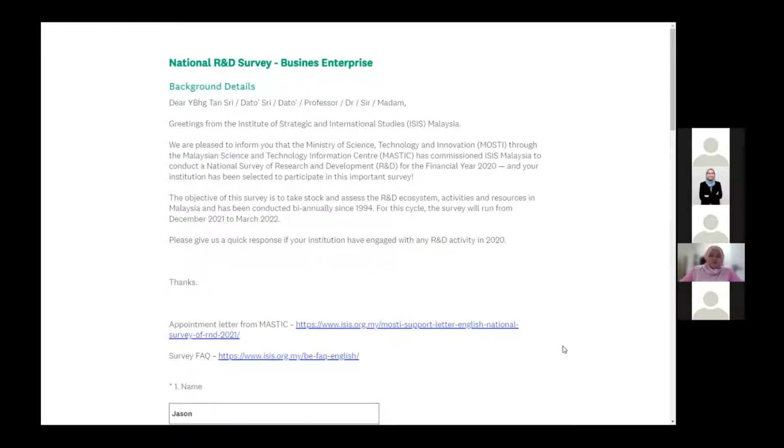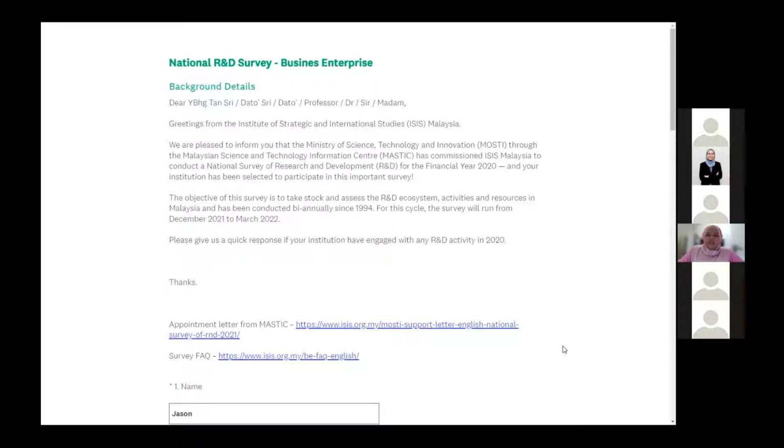So we shall start with the email that you have gotten. Once you have gotten your email, you can find it in 3 languages, whether it be in Bahasa Malaysia, English, or Bahasa Mandarin. For now, we have chosen English, and in this example today, we are using business enterprise as an example for the e-survey portal. Once you click, you will find the background details of the survey, which is similar to the email body that you have received before this. Also attached here are links to appointment letters from MASTIC, and also the survey frequently asked questions for you to access via the web.